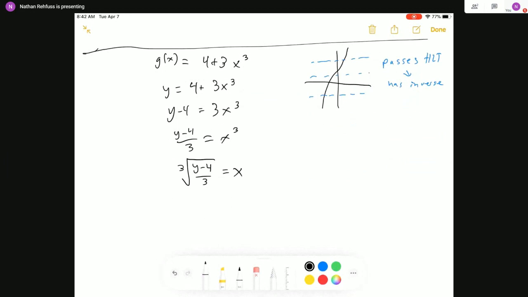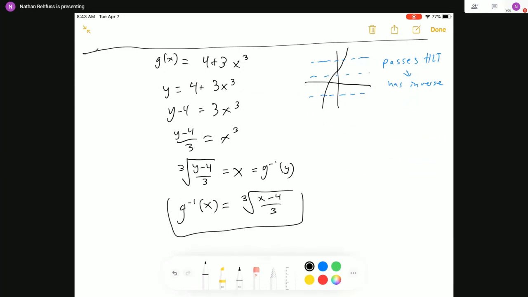And so I'm going to call that x equals g inverse of y. And then I'm just going to change the name. So instead of writing g inverse of y equals the cubed root of (y minus 4) over 3, I'm going to write g inverse of x equals the cubed root of (x minus 4) over 3. And this will be the equation for g inverse. And I mean, I can double check that.